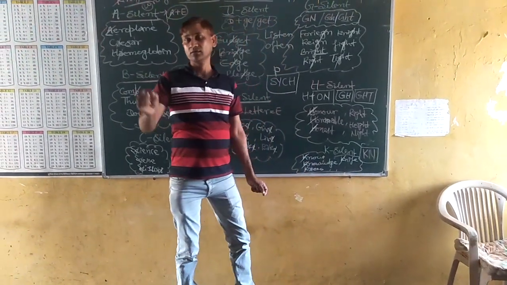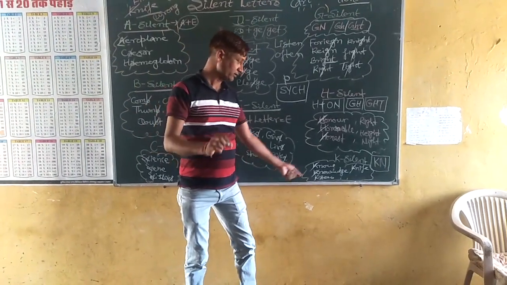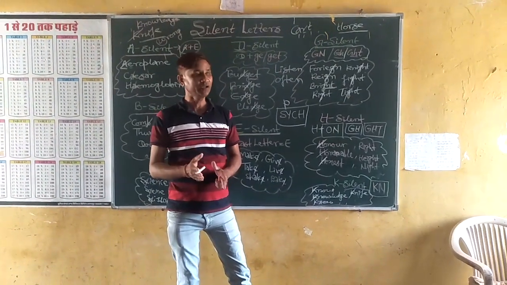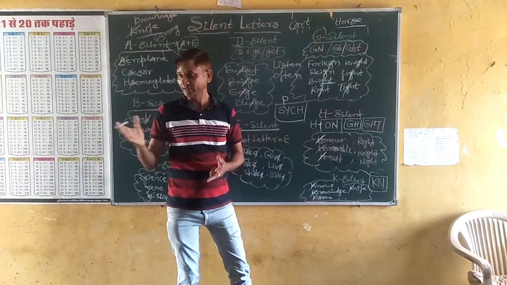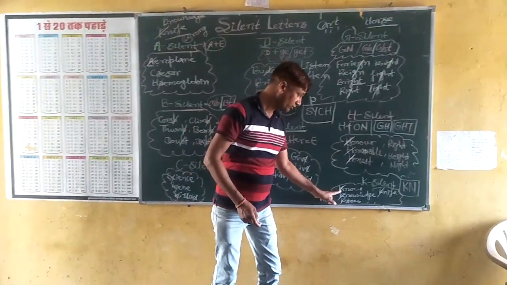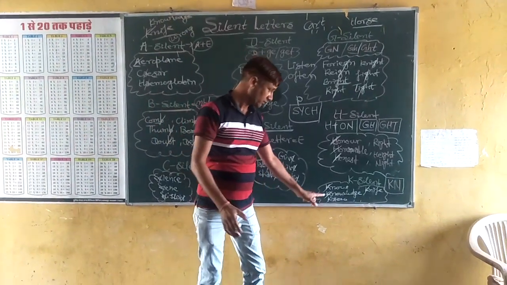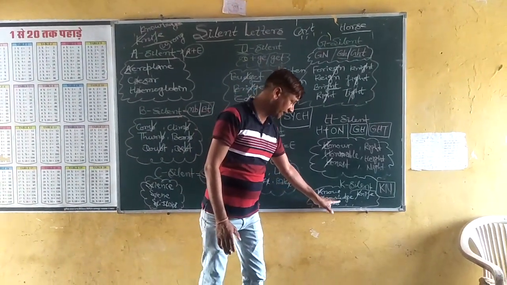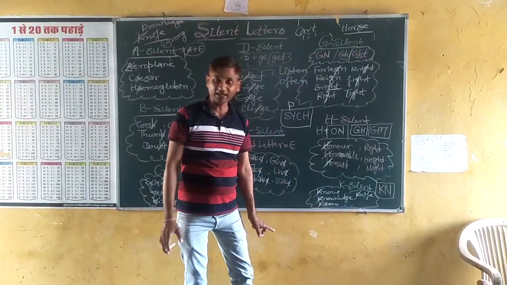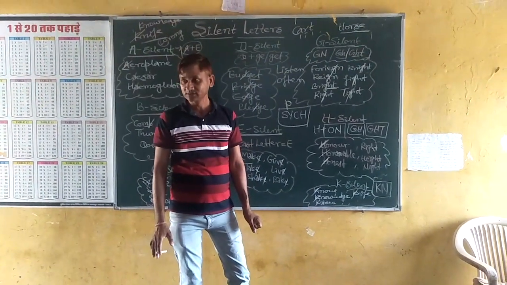The next silent letter is K silent. When you find the first letter of the word K and you find N just after it, when the first letter of the word is K and the second letter of the word is N, then letter K will be silent and we will call it no, not kno. Okay. Knowledge, K-N-O-W-L-E-D-G-E. Here K is before N, K will be silent and the pronunciation will be knowledge, not knowledge.